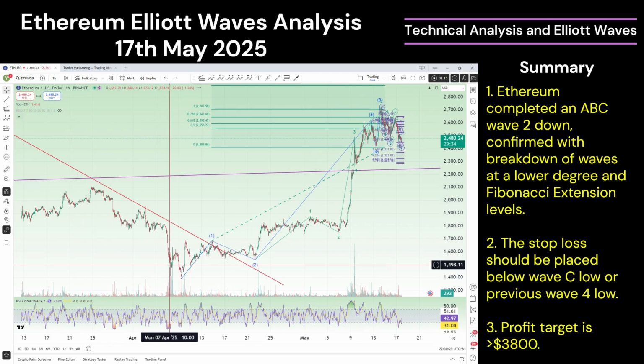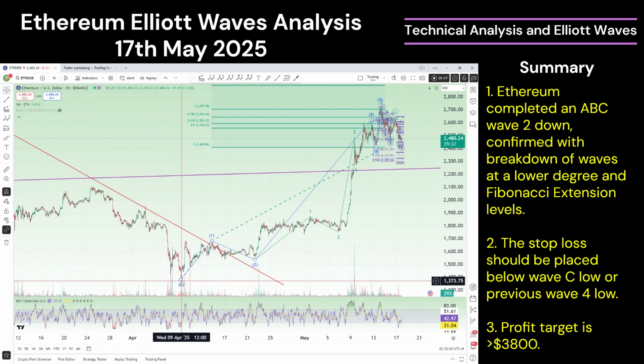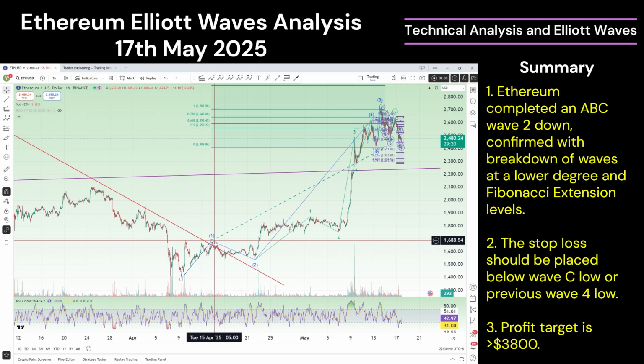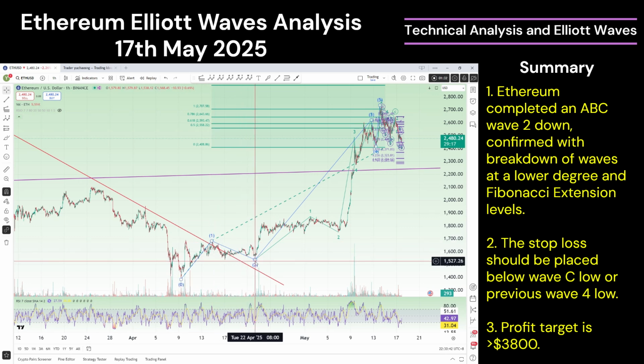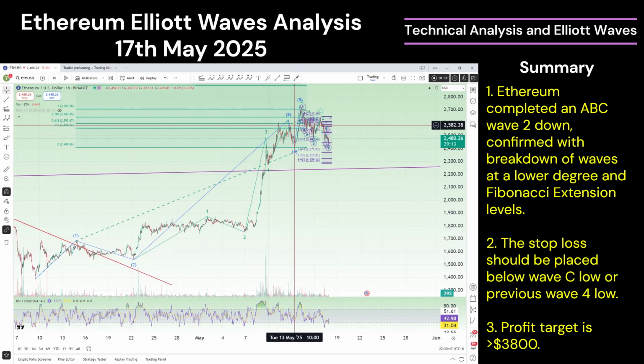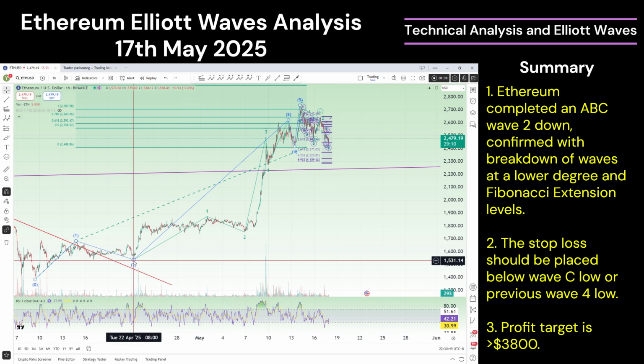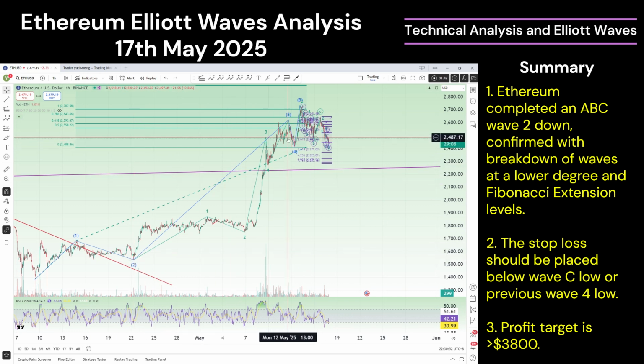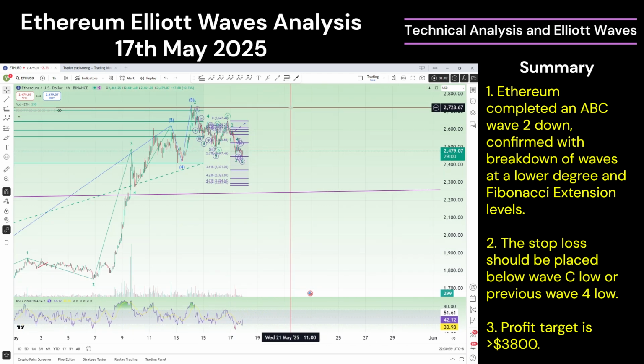So what do I want to show? I have not gone through the Ethereum Elliott wave count with you, so I'll just quickly go through this. We start on the 9th of April, and the first wave ended on the 14th of April. Then we have a second wave that ends on the 22nd of April, and the third wave itself is broken down into five waves, from 22nd April all the way until 12th May. Then we have a very short wave 4, and then the final wave 5 here.